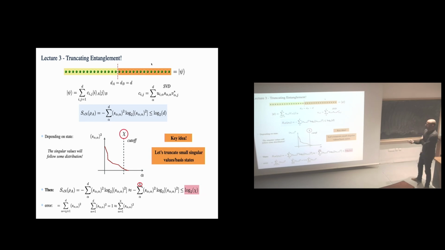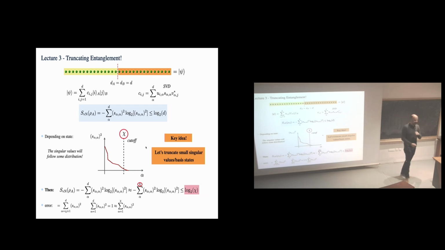Now the fundamental idea that I want to introduce here is that if you look at this for typical states, these S alpha alpha squared normalize to 1. They are a probability distribution, so they're going to have some type of distribution. I can order them, putting the largest singular values first, in descending order. And then typically they will follow some distribution.